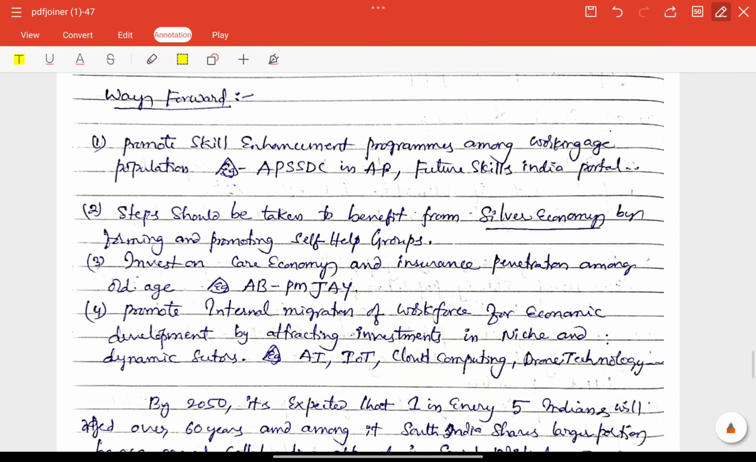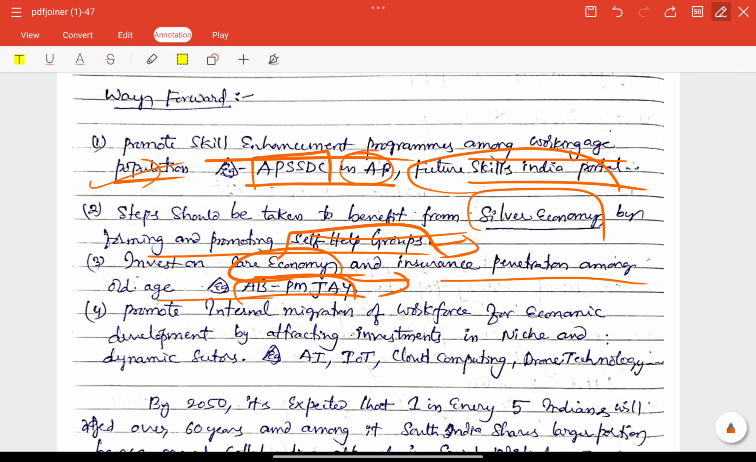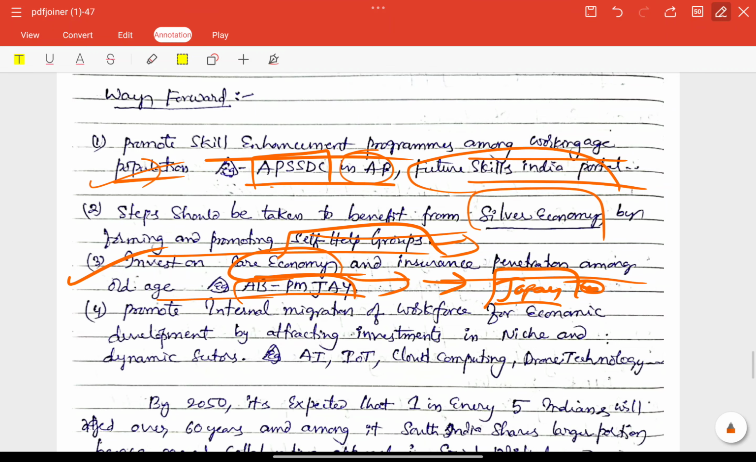So next, way forward, promote skill enhancement programs among work-age population, especially APSSDC in AP, Future Skills India portal also included here. Very good. Steps should be taken to benefit from silver economy by forming and promoting self-help groups, especially. Very good. Invest in care economy, that is also insurance penetration among old age in AP, especially ABPM-JAY, right? Prime Minister Jan Dhan Yojana, Atmanirbhar Bharat also included. Very good. So care economy recently seen in the news, especially regarding our Japan country. Very important, this particular issue.